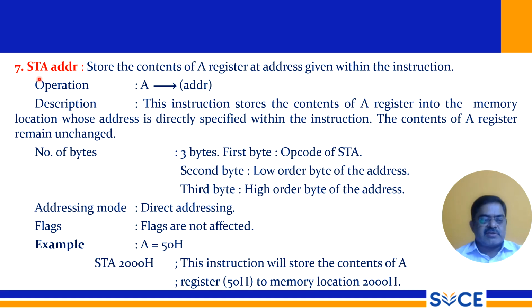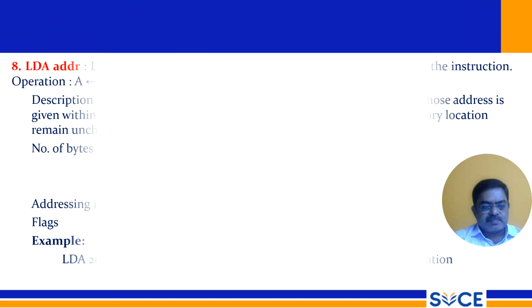So here you can see, students, STA address. Yes, it starts with S. So from accumulator to address, from left hand side to right hand side. That's why I gave you that blind rule to remember easily. It stores the accumulator contents into the given address, and it is direct addressing mode. Flags are not affected. For example, A is having 50H, so that will be stored in the address 2000. 50 will be stored in the 2000 memory location.